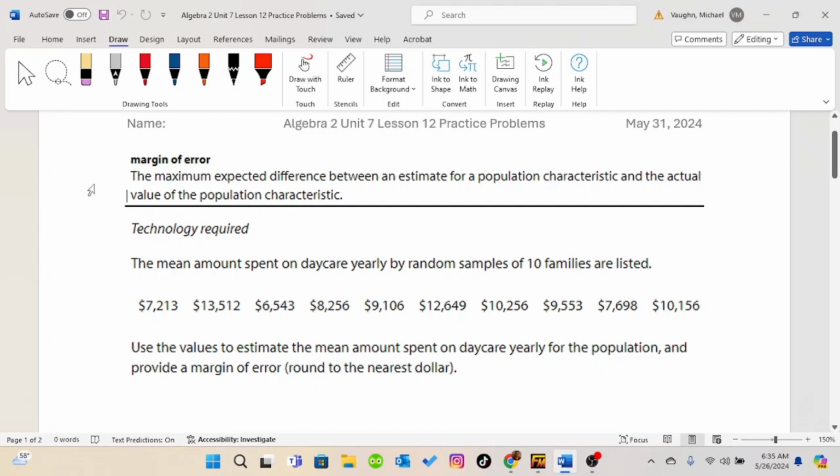The margin of error is the maximum expected difference between an estimate for a population characteristic and the actual value of the population characteristic. So if we find the mean, then the margin of error is the range between how low that mean could possibly actually be and how high that mean could actually be with a 95% confidence level.